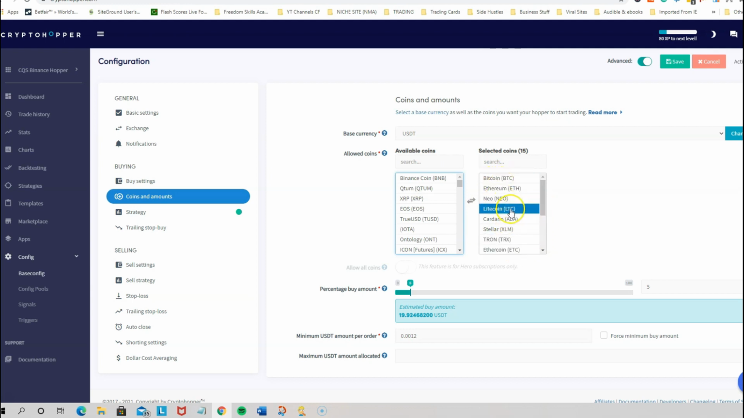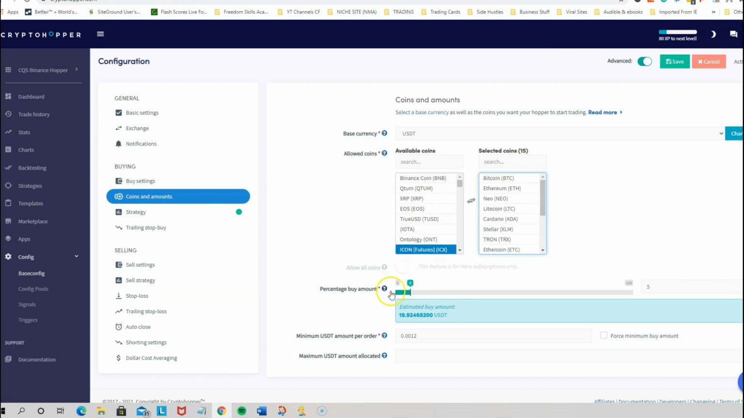So Bitcoin, Ethereum, Neo, Litecoin, Cardano, Stellar, Tron, Ethereum Classic, Chainlink, Monero, Dash, Nano, OMG, Theta, and GRT Graph, I think that is. So they're the coins I'm choosing.